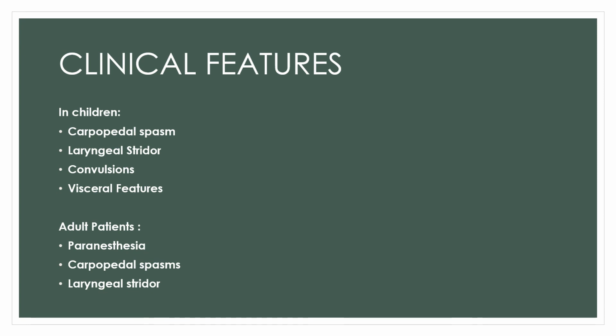The clinical features in children and adult patients are different. In children, there are carpopedal spasm, laryngeal stridor, convulsion, and some visceral features. In adult patients, paresthesia, which is wrongly written here as panesthesia, then carpopedal spasm and laryngeal stridor.